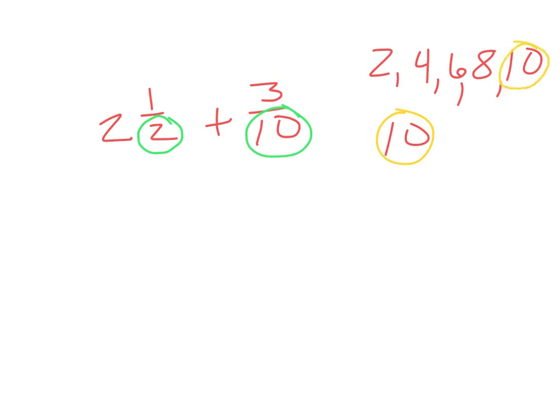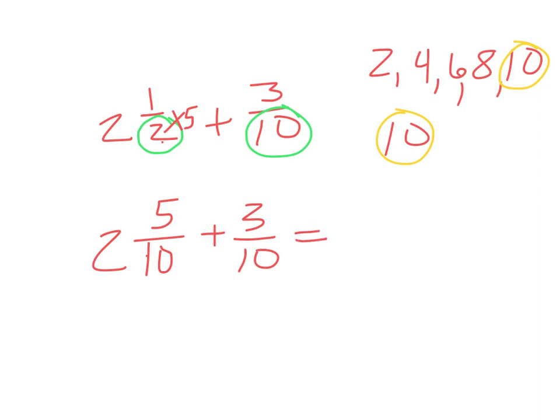So I just need to change this first one to over 10. Well, what times 2 gives me 10? 5. So then 5 times 1 is on top. And then I do not have to change the second fraction because it already has 10 as the denominator. Okay, so now we need to add these. So my coefficients first, 2 plus what? Nothing. So 2. And then my denominator stays the same. What's 5 plus 3? 2 and 8 over 10.